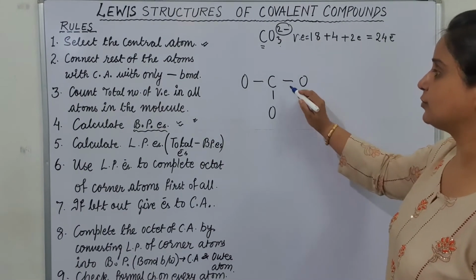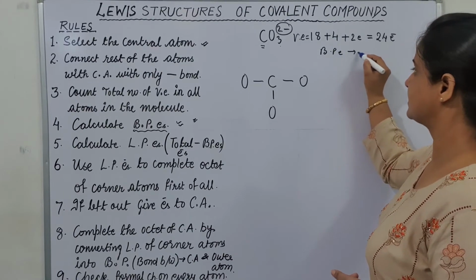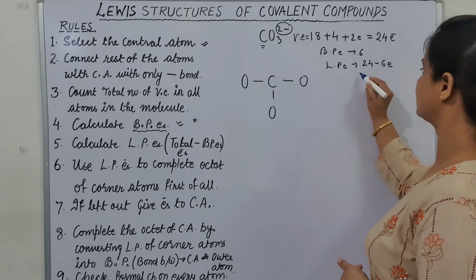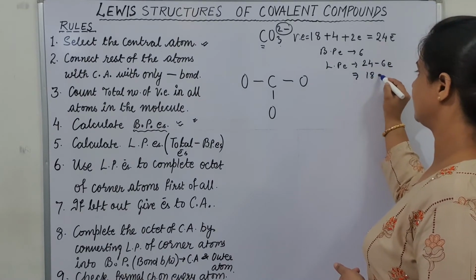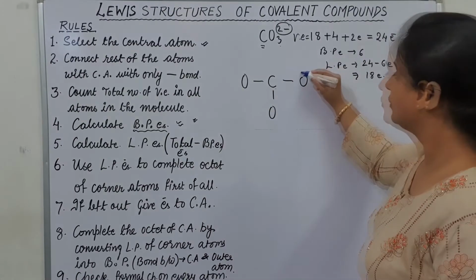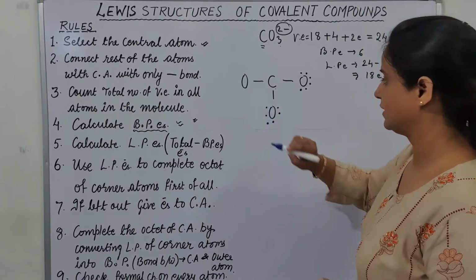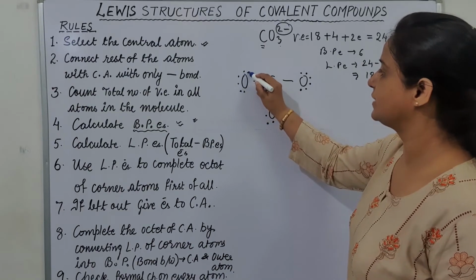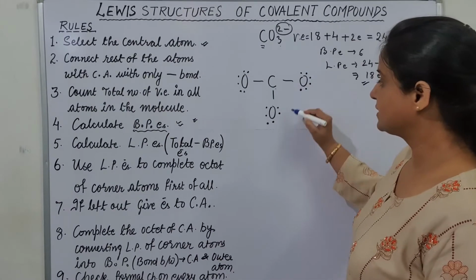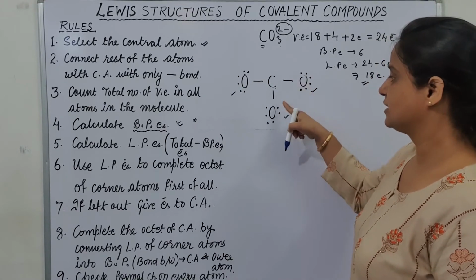Now I have to count the bond pair of electrons. 1, 2, 3, 4, 5, 6. So bond pair of electrons are 6. Lone pair of electrons we can calculate 24 minus 6 electrons, and that becomes 18 electrons. Now we have to distribute all these electrons to the oxygen atoms present at the surrounding. 1, 2, 3, 4, 5, 6, 7, 8, 9, 10, 11, 12, 13, 14, 15, 16, 17 and 18. So there are 18 electrons in this carbonate ion. Oxygen is done, this oxygen done, this oxygen done, and this is done. 6 plus 2, 6 plus 2, 6 plus 2.